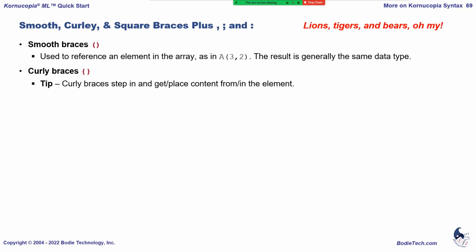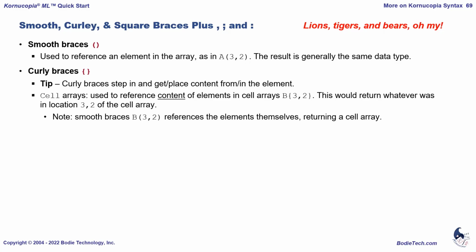Curly braces, a general use of curly braces is you're stepping into and getting or placing content from or in the element itself. So if you think about cell arrays, when you use a reference like this with curly braces, you're stepping into the cell array and getting the contents out at row 3, column 2. If you had used smooth braces, you would get back out a cell array itself. You would be just cutting that part of the cell array and taking that as a cell array. Where here you're stepping into the cell array and getting whatever the contents are in the cell array out in their native format.